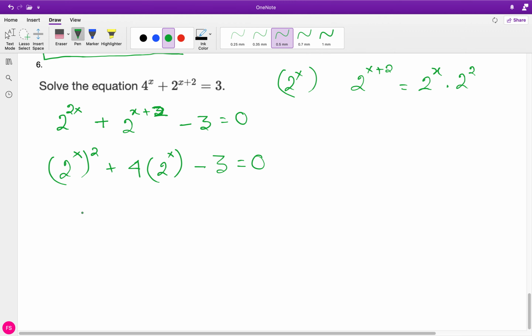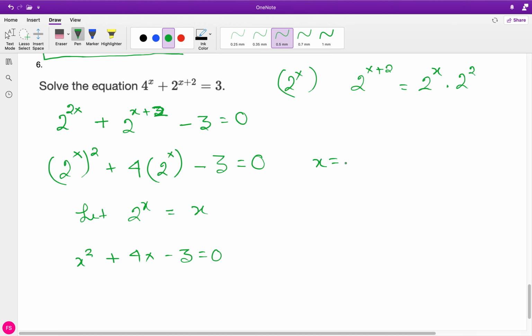So let 2 to the power of x be equal to x. So on this side I will have x squared plus 4x minus 3 equals 0. You can see that this is a quadratic equation again, but it's kind of hard to factorize this because you can't find two numbers that will add up to give positive 4 but multiply to get negative 3. So when it's not possible to factorize, you can always use the quadratic formula.